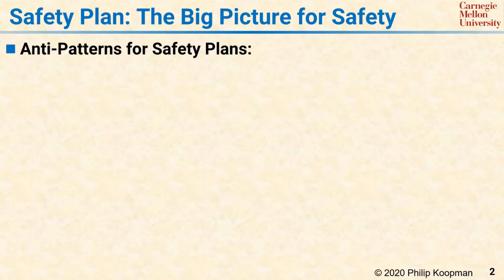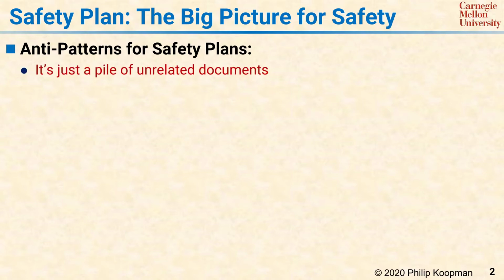A safety plan gives the big picture for your project's safety. Signs that you have a problem with your safety plan include the following. Your safety plan is just a big pile of unrelated documents rather than a structured argument and evidence that demonstrates that your system is safe.